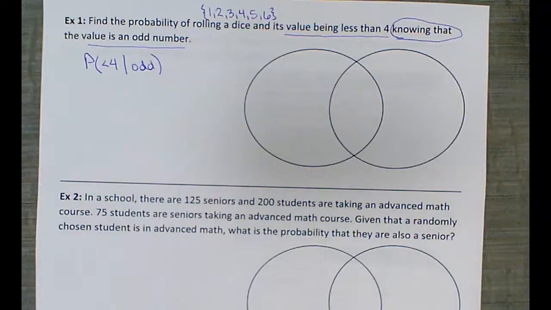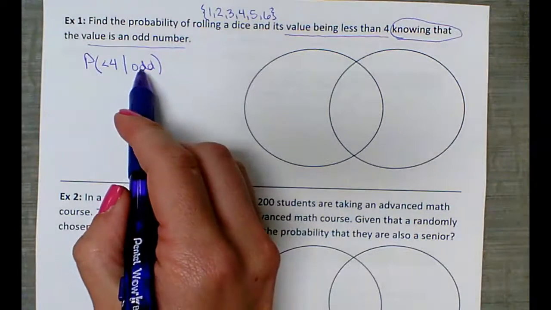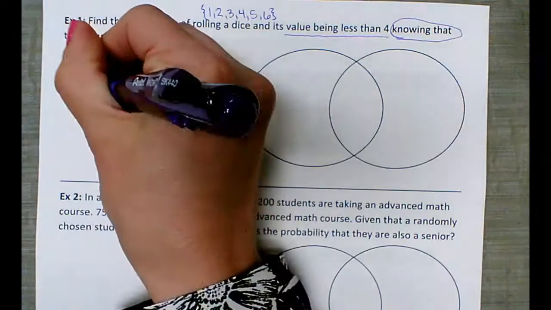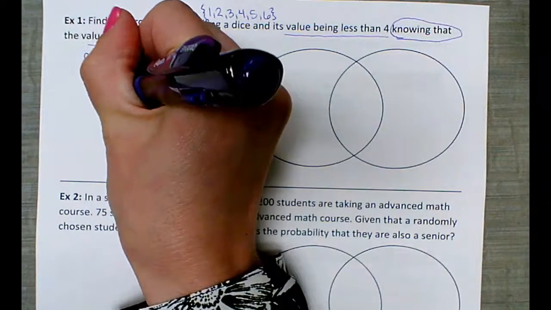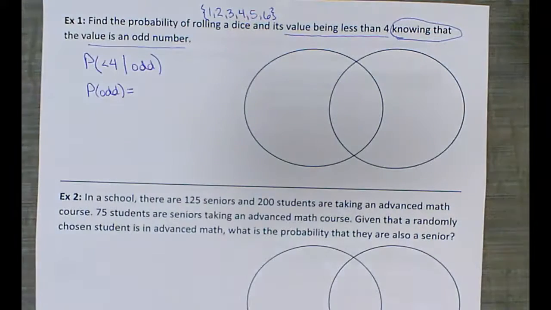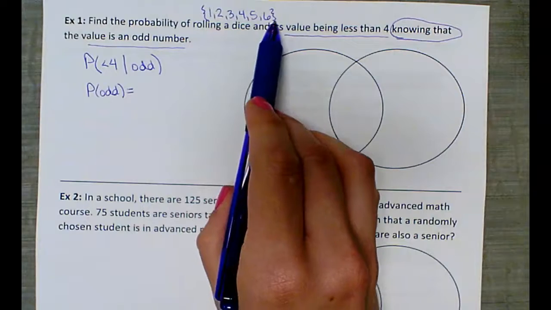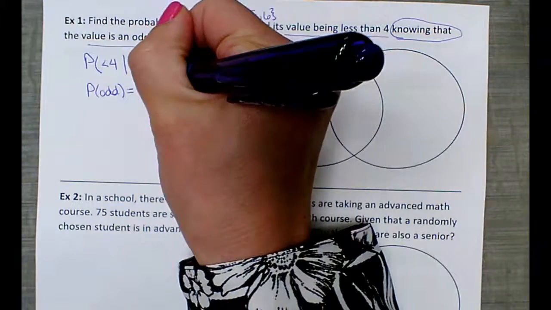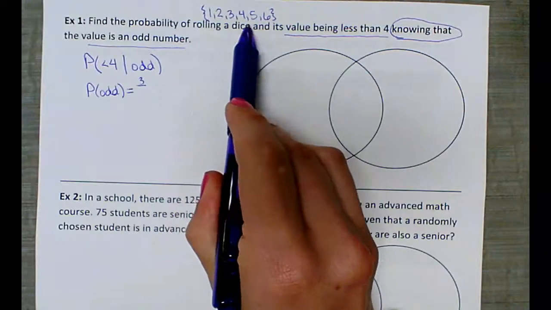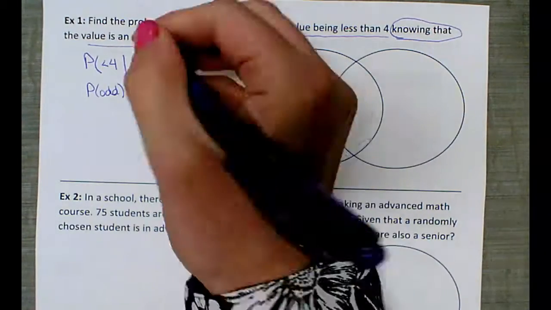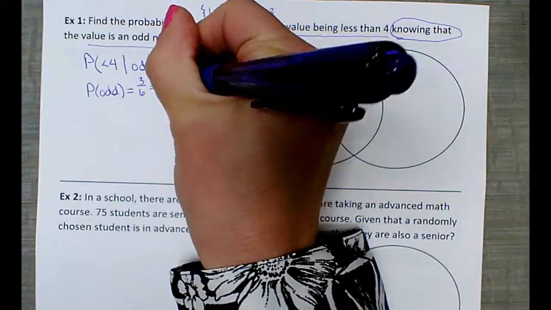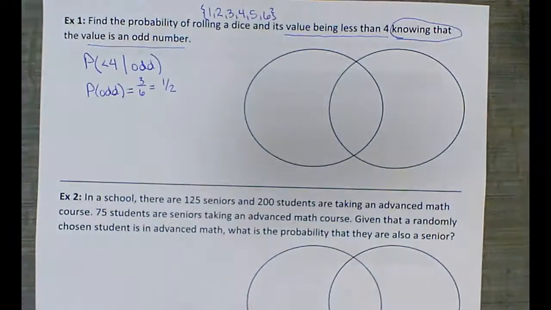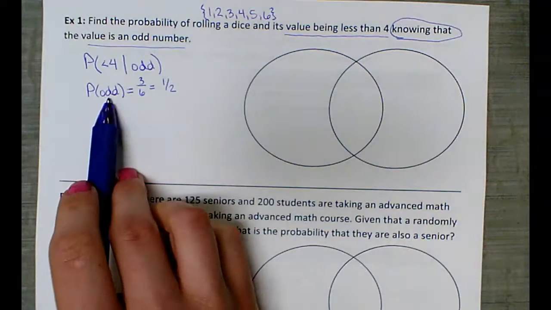So my steps say find the probability of event A, the known event. So that's the knowing that the value is odd. So I need to find the probability of rolling a die and it landing on an odd number. So here are my choices. The odd numbers are 1 and 3 and 5. So that's 3 possible odd numbers out of 6 total possibilities that the die could land on. So 3 out of 6 simplifies to 1/2. That's the probability of the known event occurring.